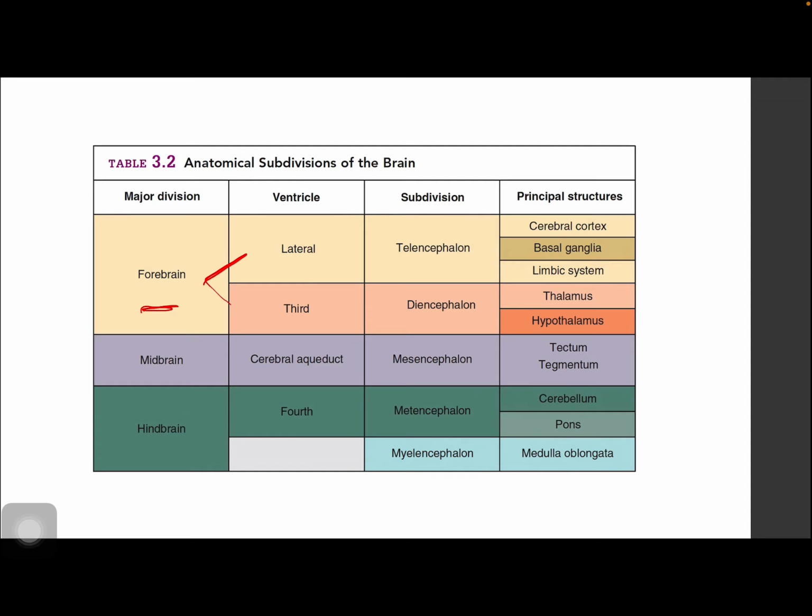We also see that it's divided into the telencephalon and the diencephalon. The telencephalon is made up of the cerebral cortex, basal ganglia, and limbic system, whereas the diencephalon is made up of the thalamus and hypothalamus.